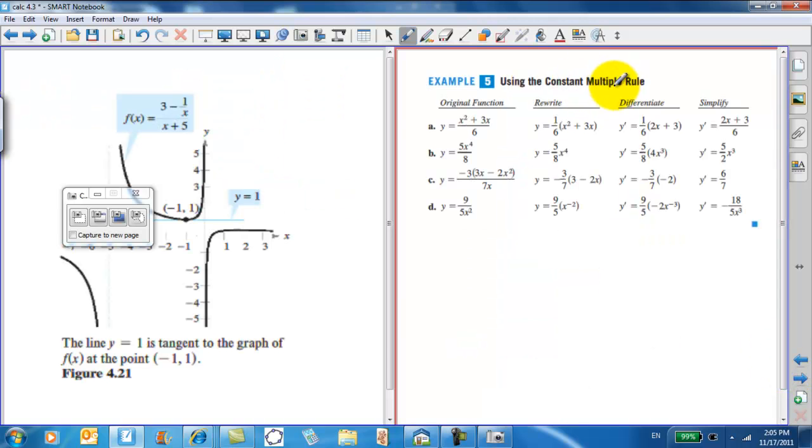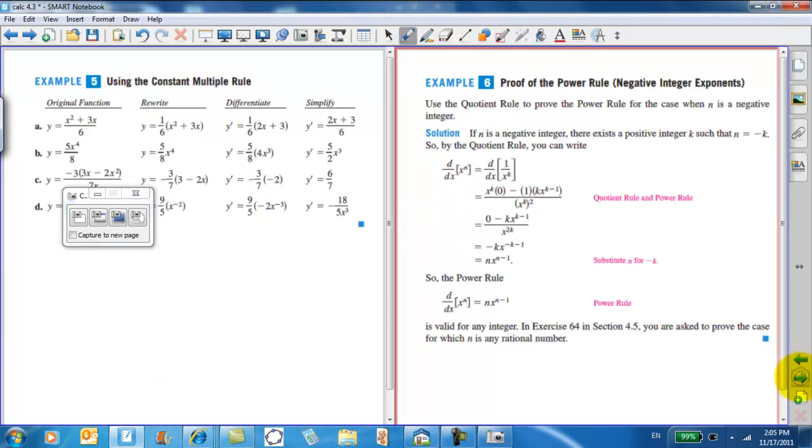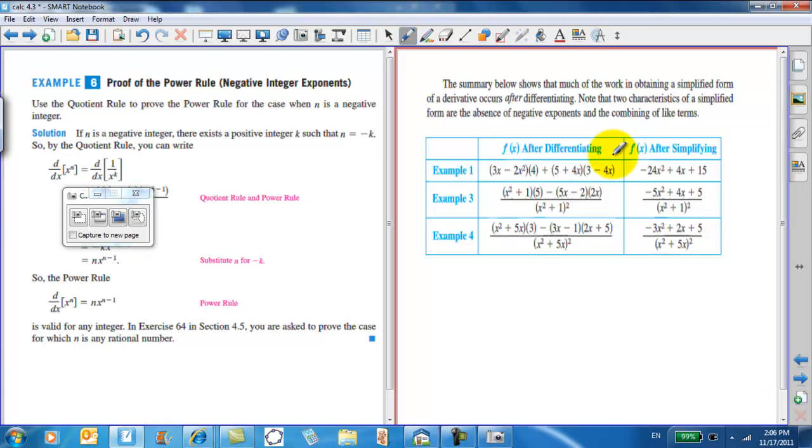Now, using the constant multiple rule, a lot of times kids mistakenly look at all these and say, oh, look at all those quotient rules I've got to do. Oh, no. See this divided by 6, I could just divide the 6 into each, or think of it as a constant multiplier out front as a 1/6, same thing with a 5/8. And here I can divide this monomial into each of these. Really simplifies things down. And in this one too, 9 over 5x squared is 9/5 times x to the negative 2, and that makes it so much easier. So keep that in mind when you're doing derivatives. Here's a little proof of the power rule using negative integer exponents. Prove that at your leisure.